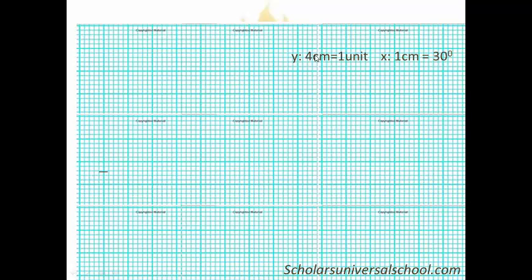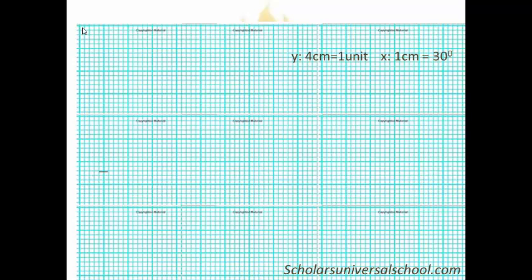If 4 centimeters represent 1 unit, it means that we have 20 small boxes representing 1 unit. Counting from here, in between these two thick lines of the graph, you have 1, 2, 3, 4, 5. It means that each centimeter has 5 small boxes. Therefore, 4 centimeters will have 20 small boxes. So 20 small boxes will represent 1 unit. It means that 10 small boxes will represent 0.5 units.